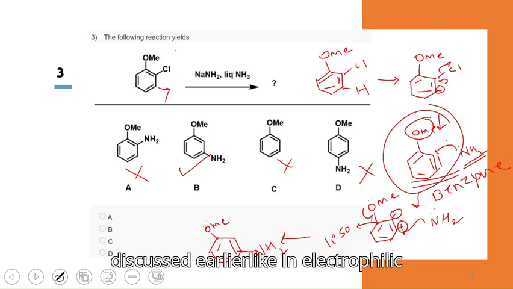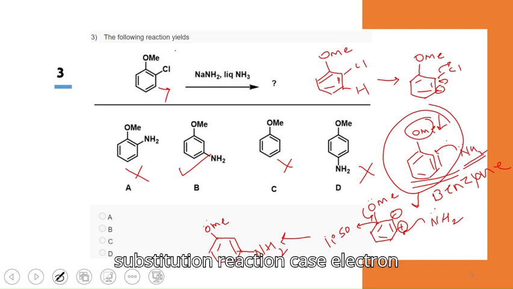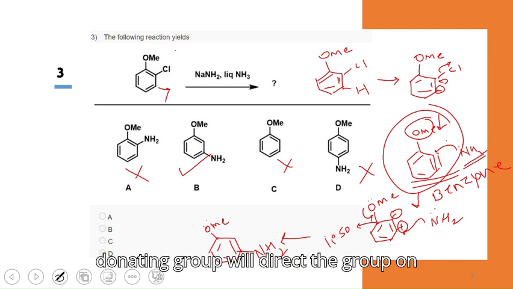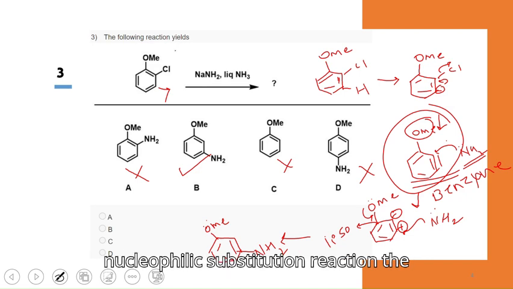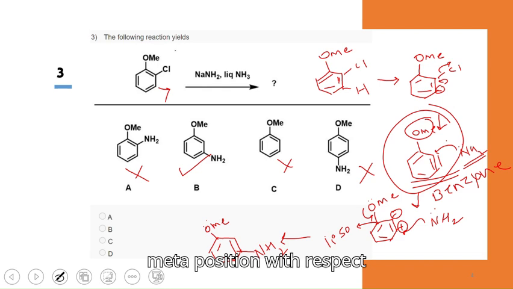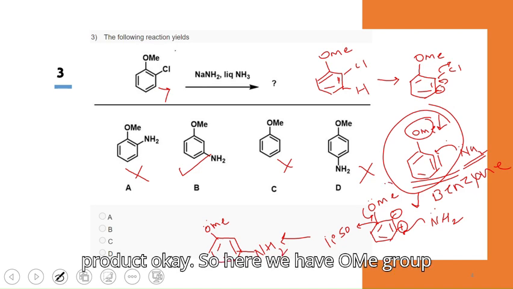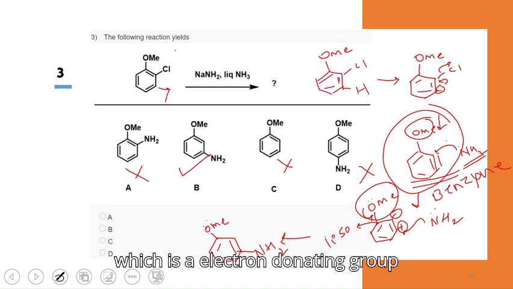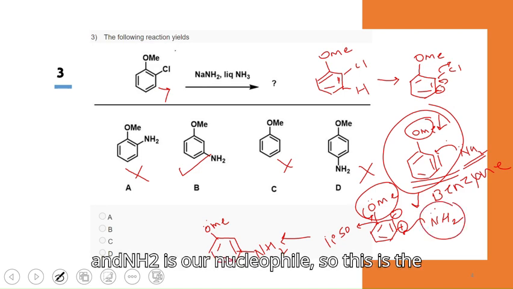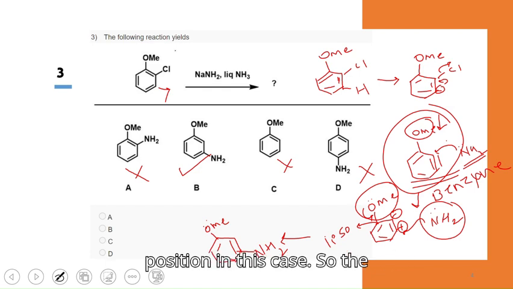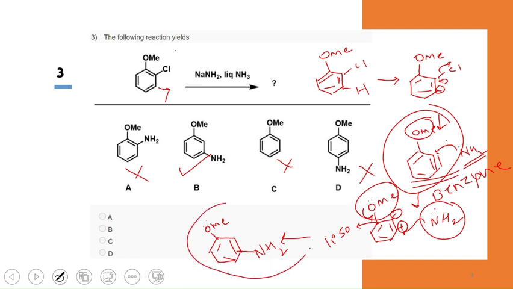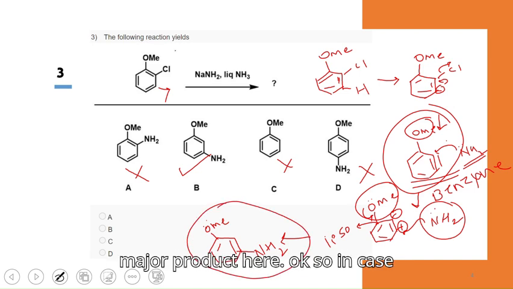So I have discussed earlier, in the electrophilic substitution reaction case, an electron donating group will direct the group to the ortho and para positions, but in case of nucleophilic substitution reaction, the meta position with respect to the electron donating group will be the stable substitution product. Okay, so here we have the OMe group, which is an electron donating group, and NH2 is our nucleophile. So this is a nucleophilic substitution reaction. So the meta position will be the most stable position in this case. So the meta substituted product will be the major product here.